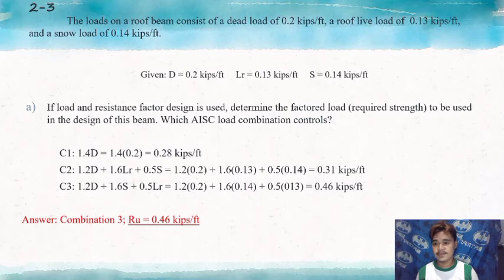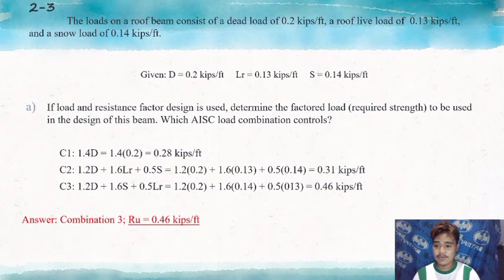For the third problem, the loads on a roof beam consist of a dead load of 0.2 kilopascals per foot, a roof live load of 0.13 kilopascals per foot, and a snow load of 0.14 kilopascals per foot. Our first question is, if load and resistance factor design is used, determine the factored load or required strength to be used in the design of this beam. Which AISC load combination controls?